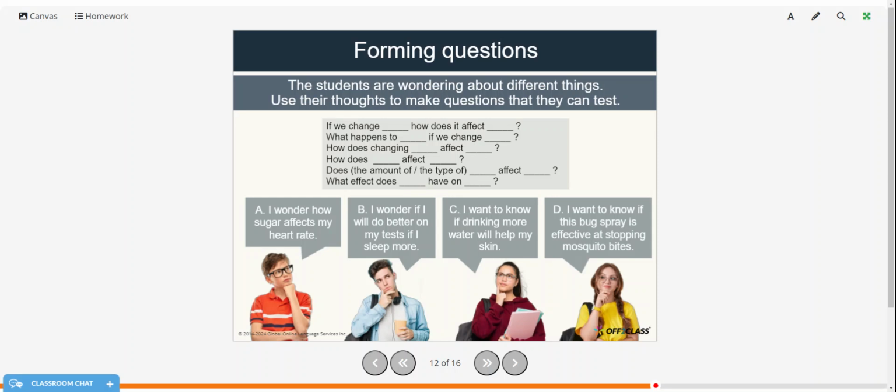I wonder if I will do better on tests if I sleep more. How does the amount of sleep affect my test scores? I want to know if drinking more water will help my skin. Does the amount of water affect my skin? And I want to know if this bug spray is effective at stopping mosquitoes. And what effect does this bug spray have on mosquitoes?